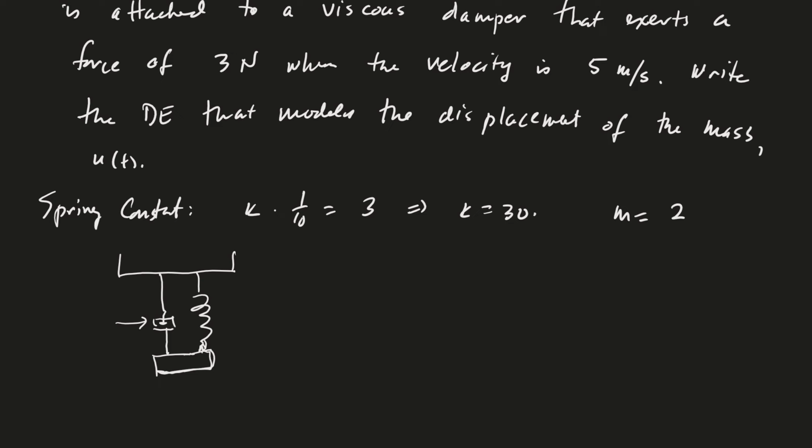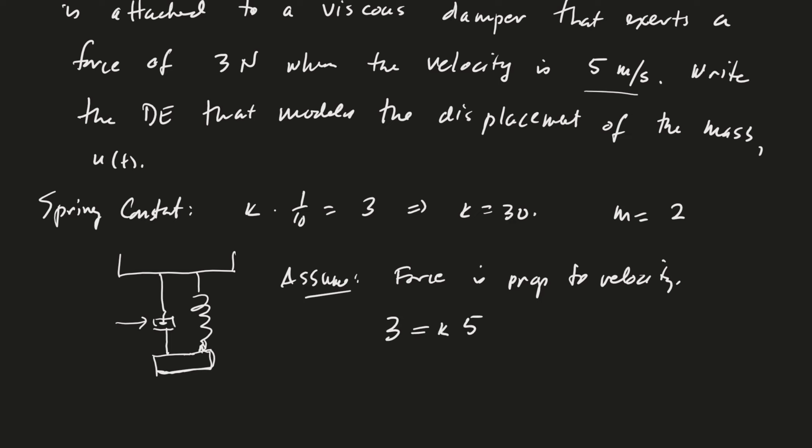Okay, now our assumption is that that force is proportional to the velocity, right? And so that's why we're also given the velocity. So we know that 3 is proportional to the force, or the velocity.